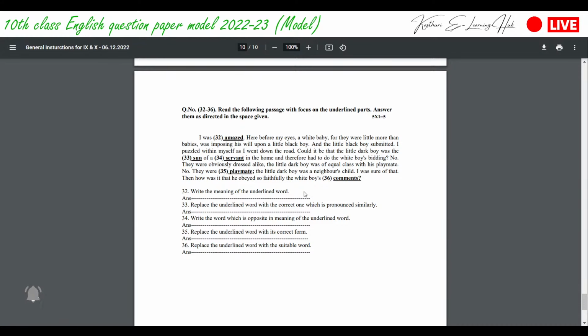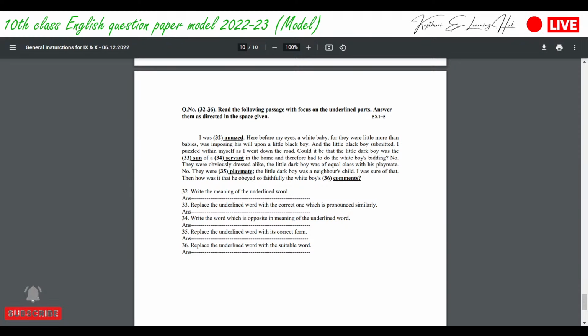Read the passage with focus on the underlined parts. As I told you, here there are some instructions given. Amazed is the word underlined. Write the meaning of the underlined word. You have to write the meaning of the word amazed. Now if you see 33, son. Could it be that the little dark boy was the son of a servant? The S-U-N, son is there. Replace it with the correct one which is pronounced similarly. So actually it should be S-O-N, son. So write only S-O-N. That's it. Write only the answers.